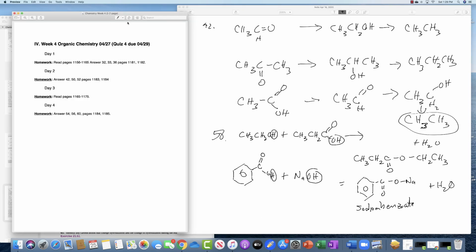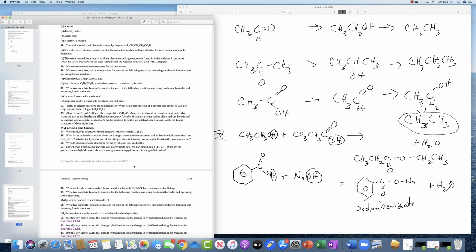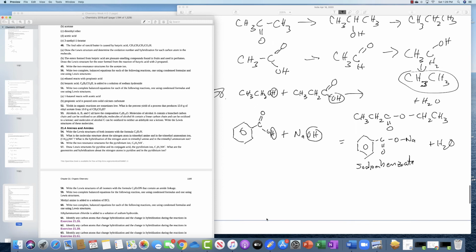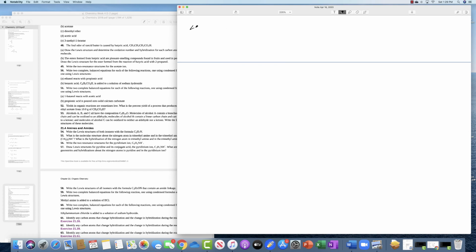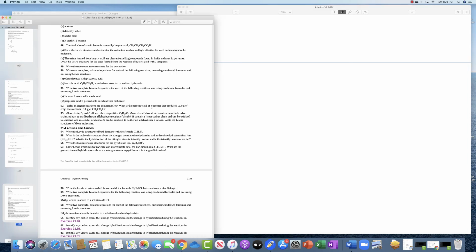And then the last one I think is 52. And 52 says the following. Yields in organic reactions are sometimes low. Calculate the percent yield of 13 grams of ethyl acetate from 10 grams of ethanoic acid.